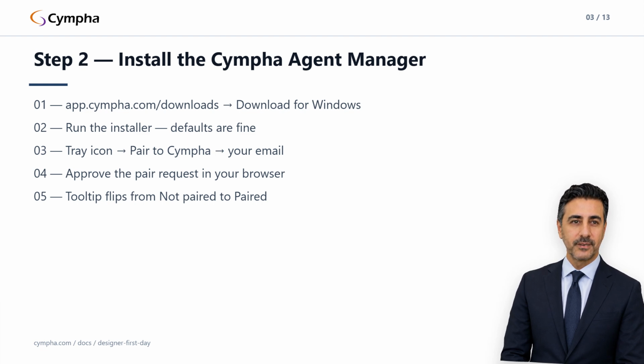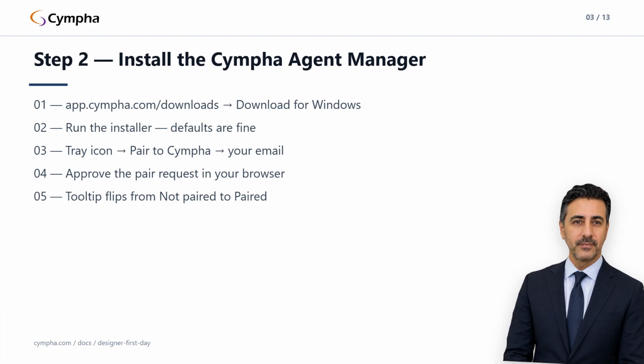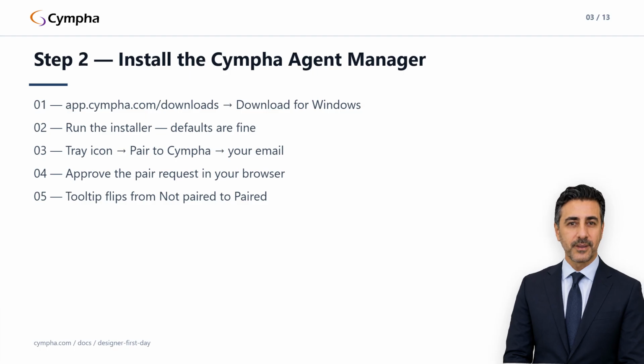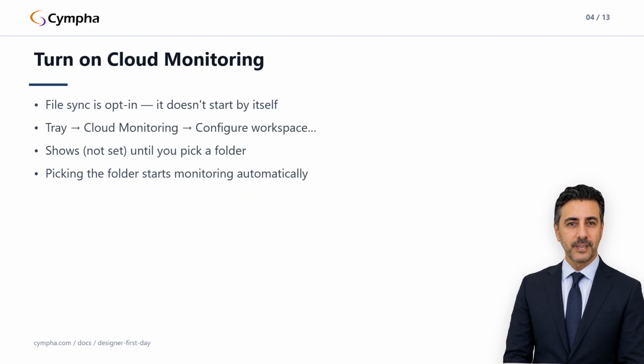Cloud monitoring is opt-in. Right-click the tray icon, open Cloud Monitoring, and click Configure Workspace. The dialog shows Not Set until you pick a folder, any folder you like. This is where your case files will live on this machine. The moment you choose one, monitoring starts automatically. There is no separate start switch.